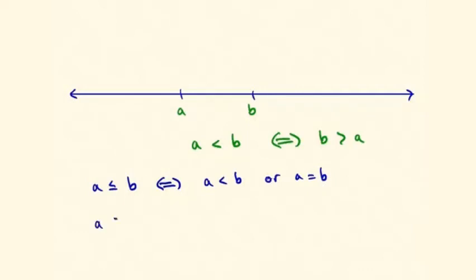We also write A is greater than or equal to B if A is greater than B, to the right of B, or possibly equal to B. So for example, here's a real number line, and say 0 in the middle.